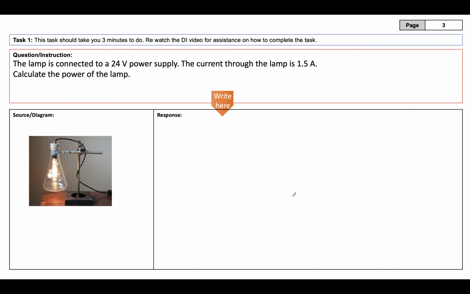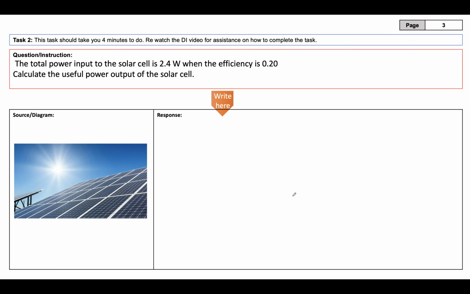Here we have a lamp. It's a 24 volt power supply, 1.5 amps, calculate the power of the lamp. Very, very straightforward using the equation straight away. This one, it's a little bit more complicated. We have a solar cell with a power of 2.4 watts. We know what its efficiency is, we need to calculate the useful power output.